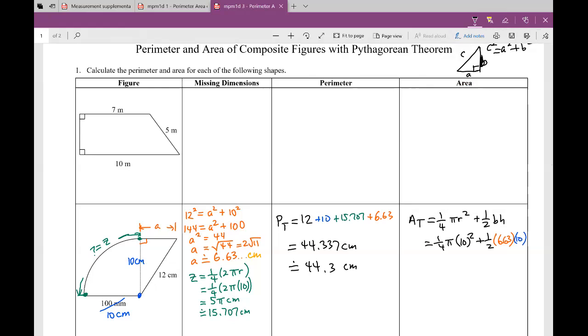Using our calculator to solve things. Again, we can get an exact answer. I think it's 25 pi plus something something. But you know what? Let's just use our calculator. We get 111.689 centimeters squared. And again, to one decimal place, 111.7 centimeters squared.